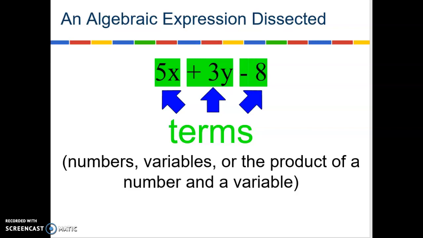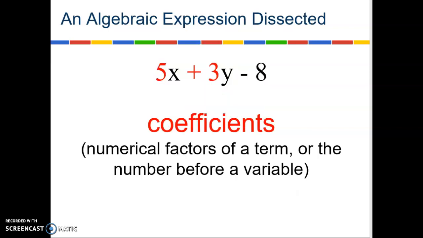You'll notice that the 5x and the 3y are separated by a plus sign, so they are individual terms. And then please notice that the 3y and the 8 are separated by a minus sign, so they are terms. So we have three terms in this algebraic expression, the 5x, the 3y, and the negative 8. Now, coefficients in an algebraic expression are the numbers that are in front of the variables. So in this algebraic expression, the 5, because it's sitting right in front of the x, and the 3, which is right in front of the y, are the coefficients of the algebraic expression.